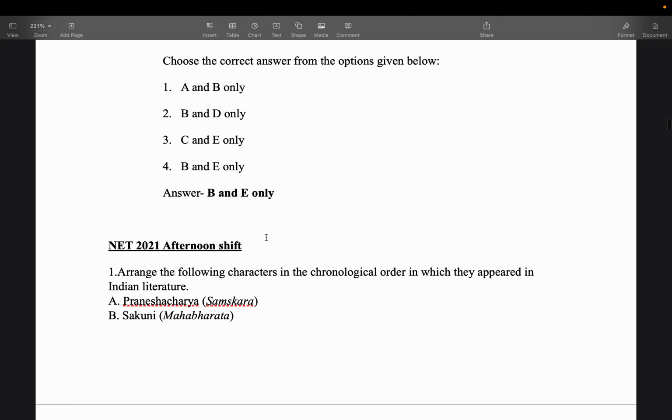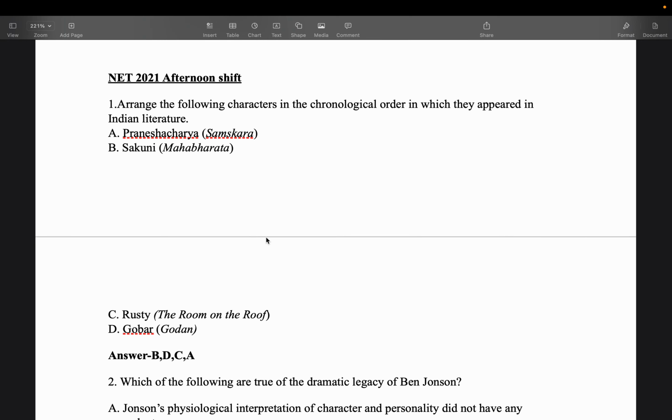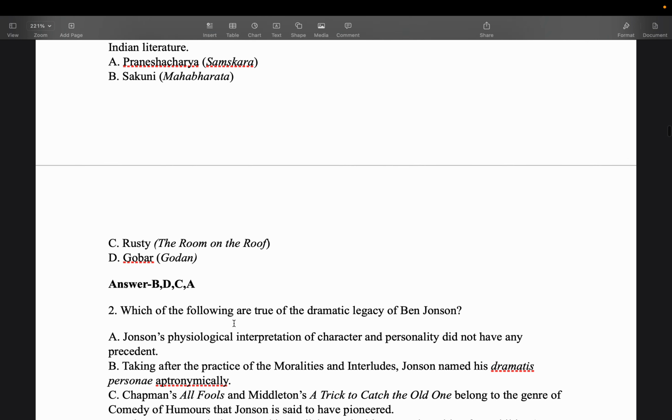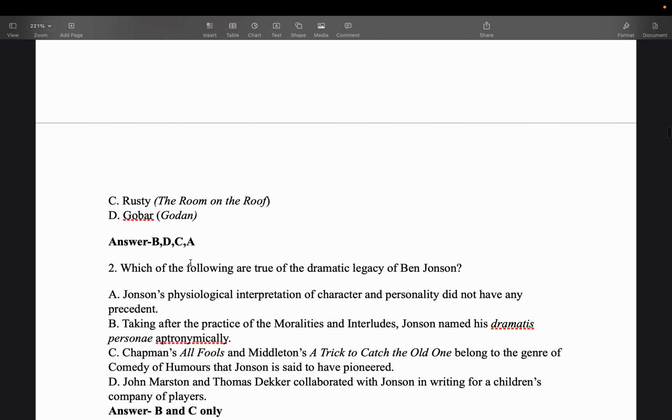Okay? Right. Now, afternoon shift in 2021. Arrange the following characters in chronological order. Of course, Mahabharata must be first. Shakuni, Mahabharata. What an answer. B, Mahabharata. Then Godan by Premchand is very early, early 20th century. Then after that, Rusty, A Room on the Roof, it is by Ruskin Bond. And also Praneshacharya in Samskara, very second half of 20th century. Isn't it? So BDCA. It is not that difficult because of Mahabharata.